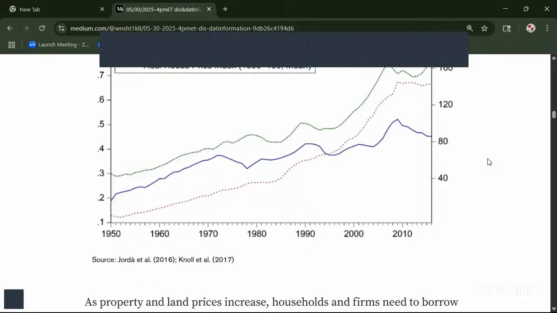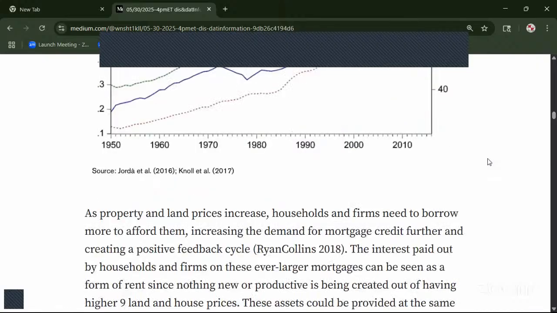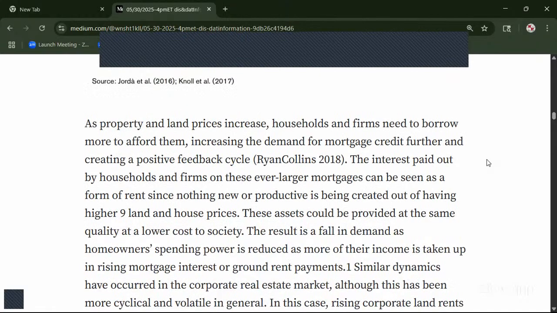As property and land prices increase, households and firms need to borrow more to afford them, increasing the demand for mortgage credit further and creating a positive feedback cycle. The interest paid out by households and firms on these ever larger mortgages can be seen as a form of rent, since nothing new or productive is being created out of having higher land and house prices. Now, these assets could be provided at the same quality at a lower cost to society. The result is a fall in demand as homeowners' spending power is reduced as more of their income is taken up in rising mortgage interest or ground rent payments.